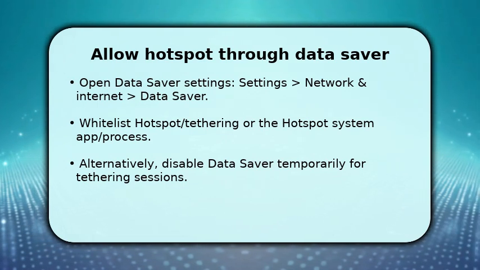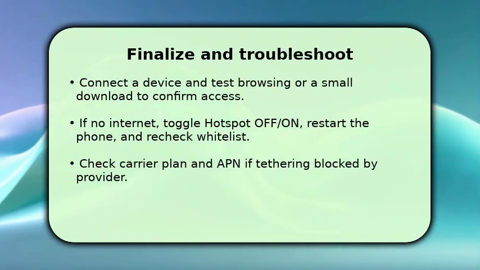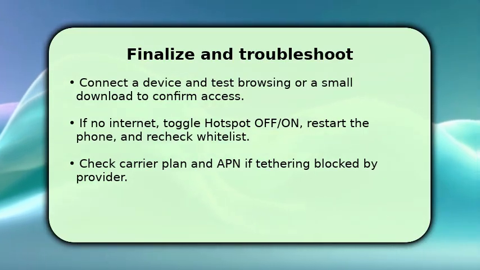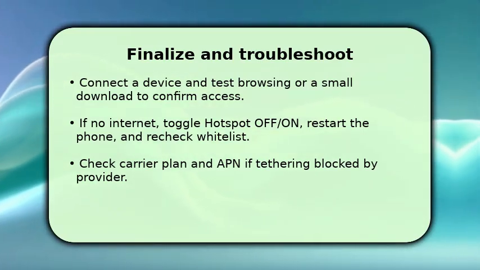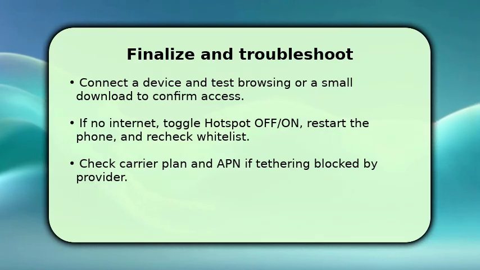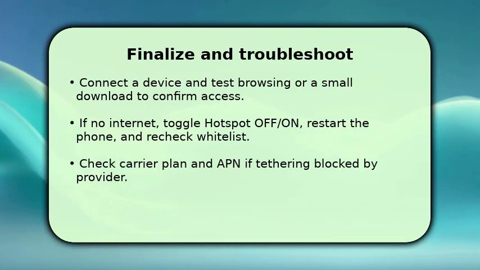Finally, connect a client device and test with a quick browse or a small download to confirm internet access. If it fails, toggle the hotspot off and on, restart your phone, and double-check that the hotspot service remains whitelisted in Data Saver. If issues persist, verify your carrier plan allows tethering and inspect APN settings or contact support.